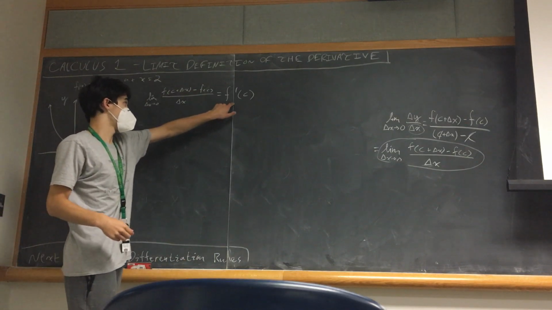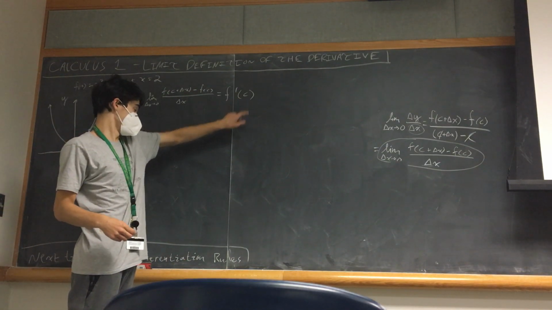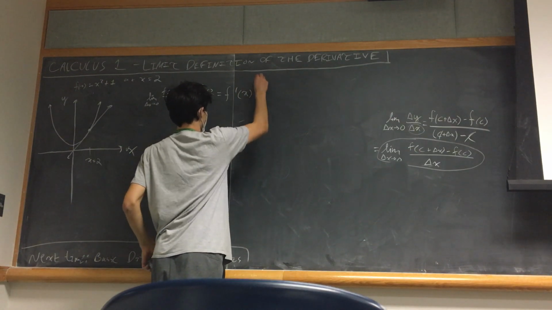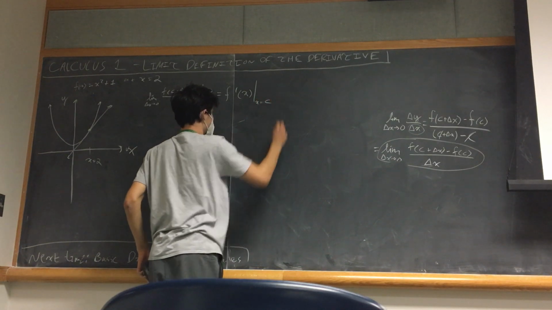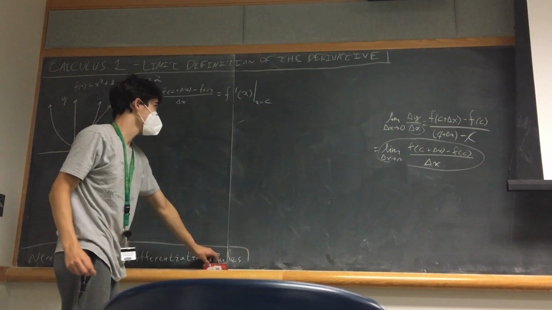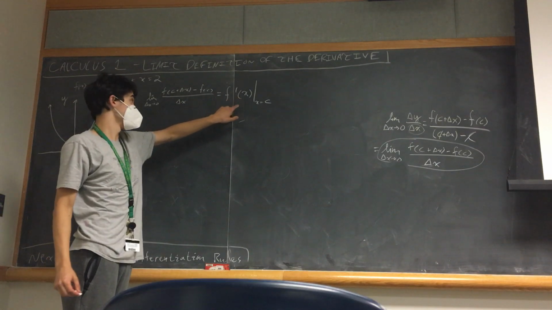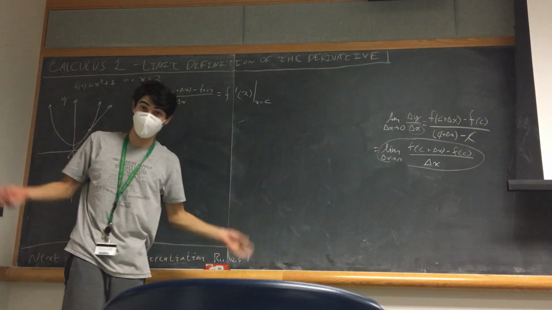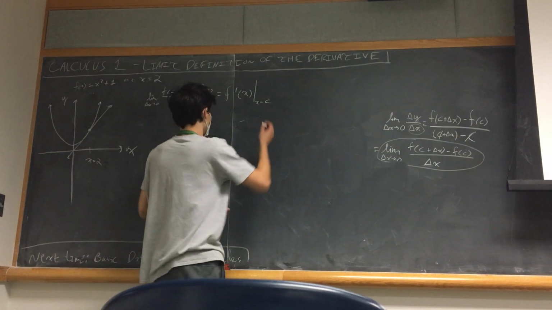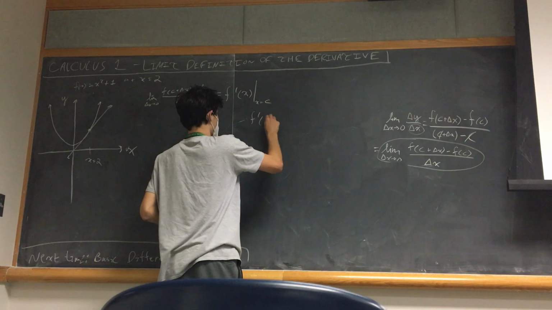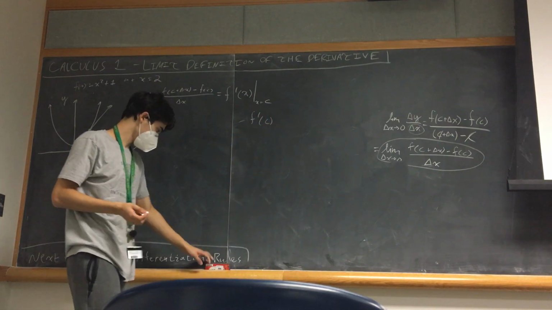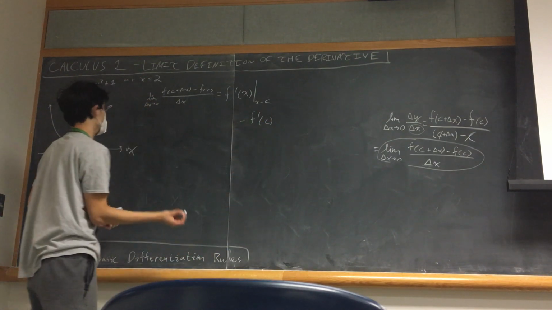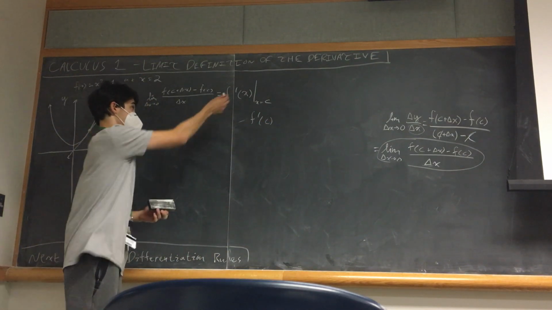And this f prime of c is how we denote f prime of x evaluated at x equals c. This is how we denote the derivative of f of x evaluated at x equals c, though oftentimes people shorthand it and say f prime of c. So if you see f prime of c, often what that means is f prime of x evaluated at x equals c.